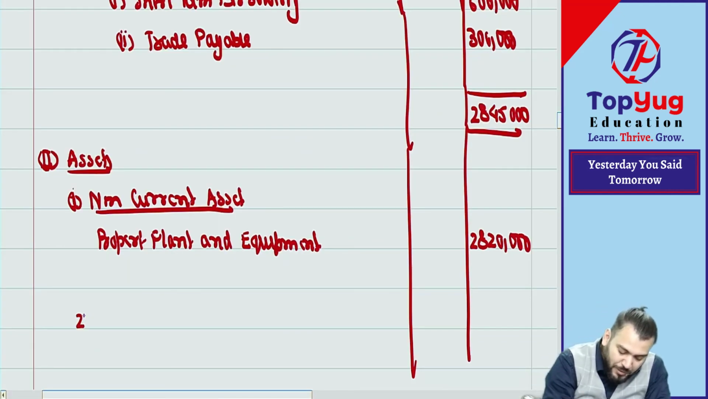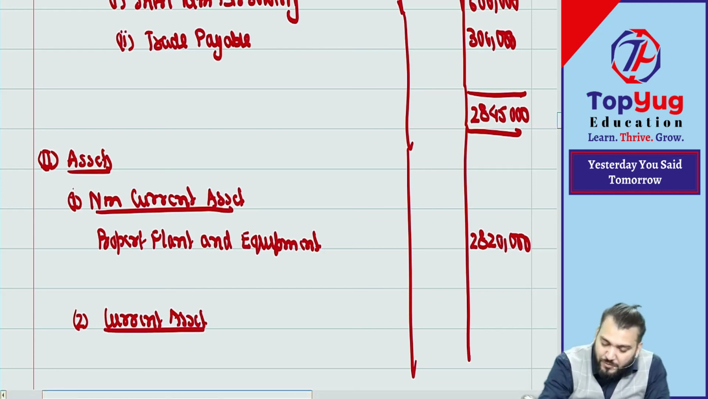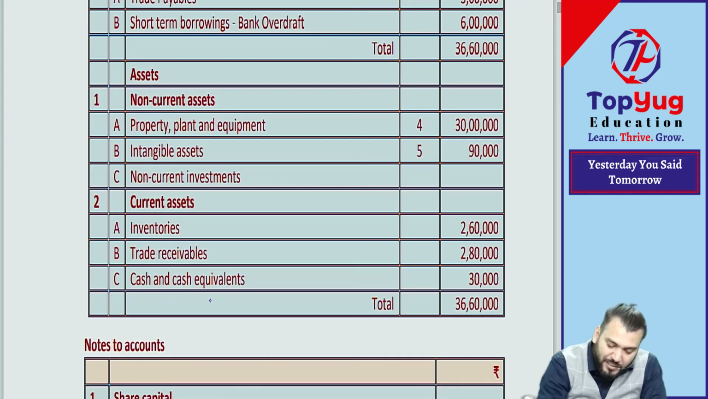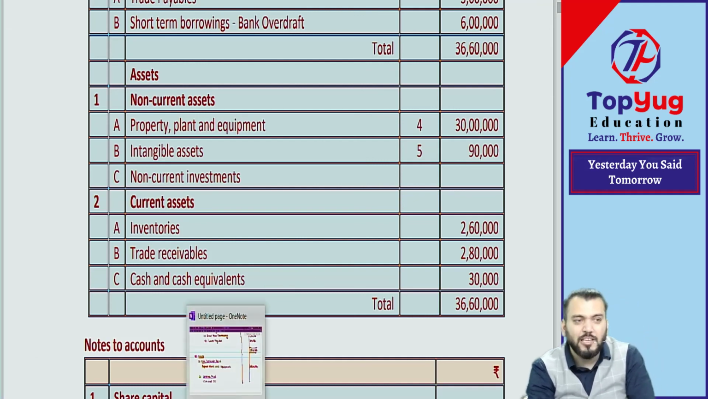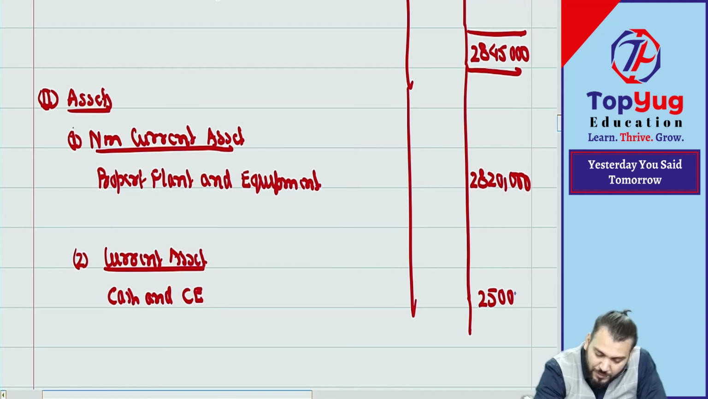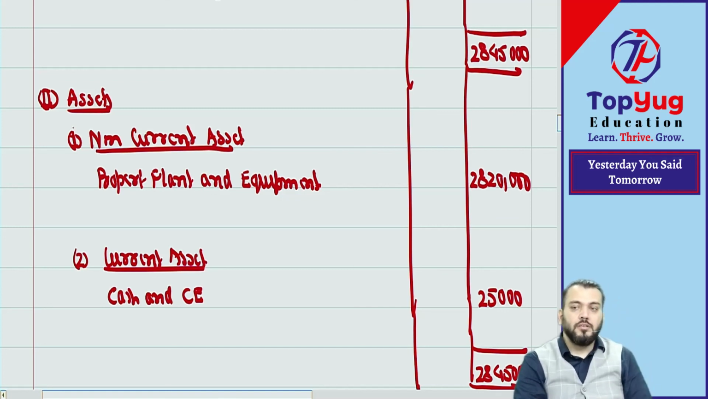Now coming to point number 2, current assets. Inventory is taken over, trade receivable is taken over. So only what is left? Cash and cash equivalent. Cash and cash equivalent is 30,000 and some amount has been paid, I think, 5,000. So 30 minus 5 is how much? 25,000. Just check whether the balance sheet tallied. It is 28 lakh 45,000, balance sheet will tally. Got it?